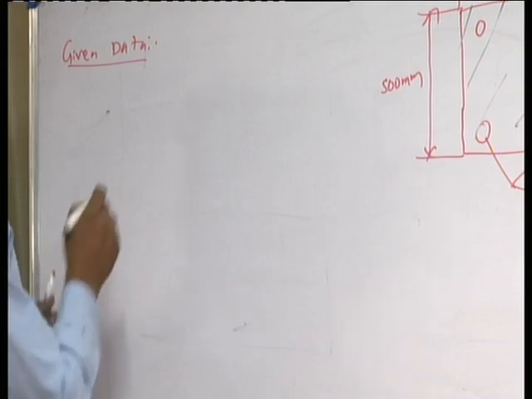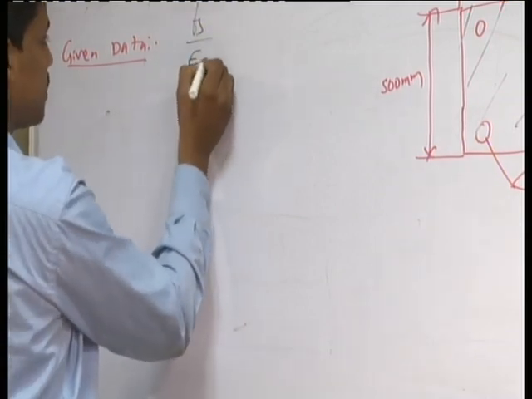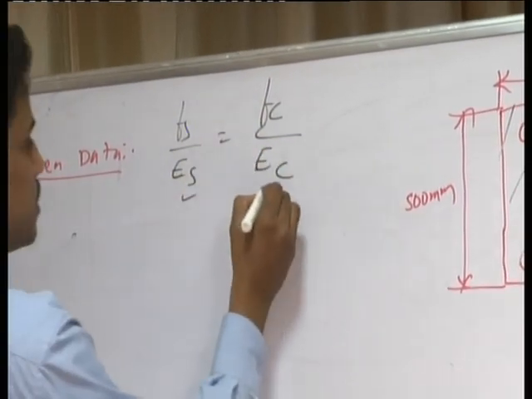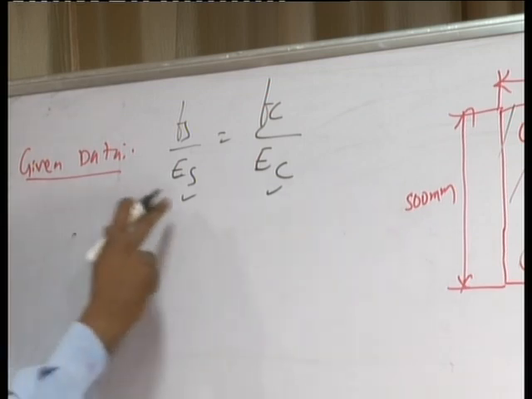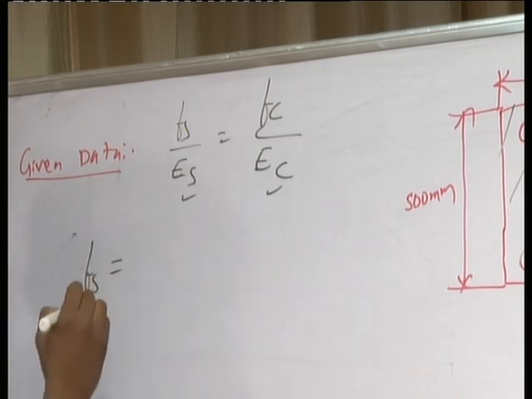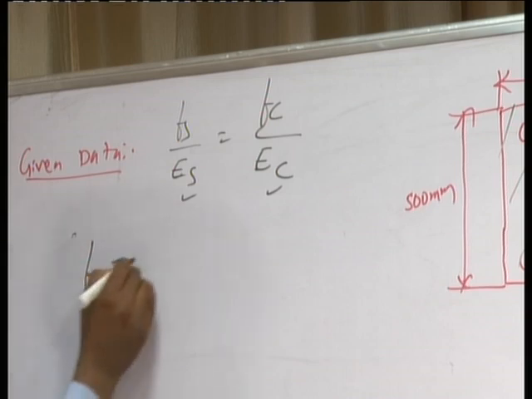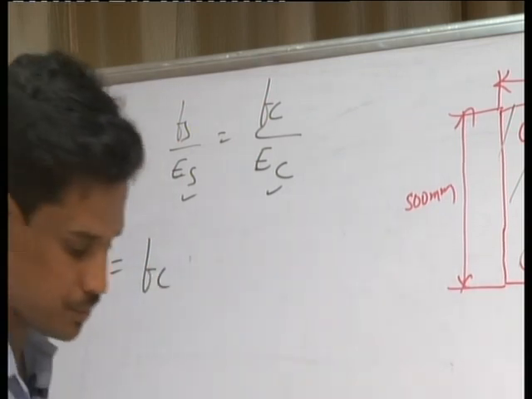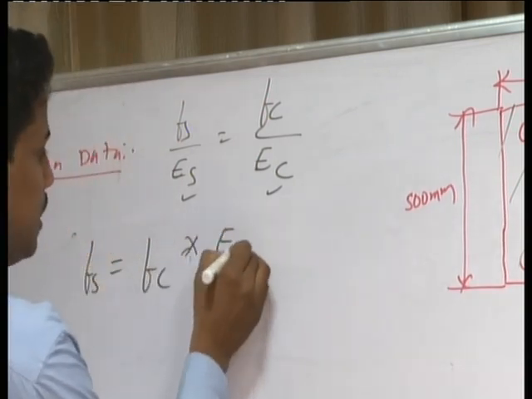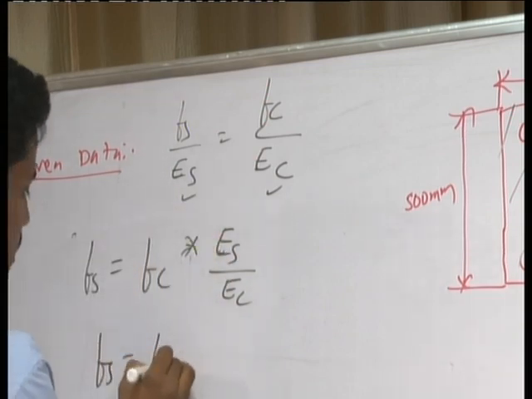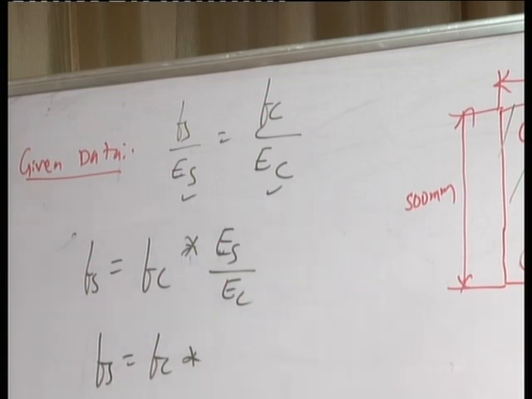We know that Fs by Es is equal to Fc by Ec. Here, the Young's modulus of steel and the Young's modulus of concrete are known, so we express Fs in terms of Fc. Fs is equal to Fc into Es by Ec.